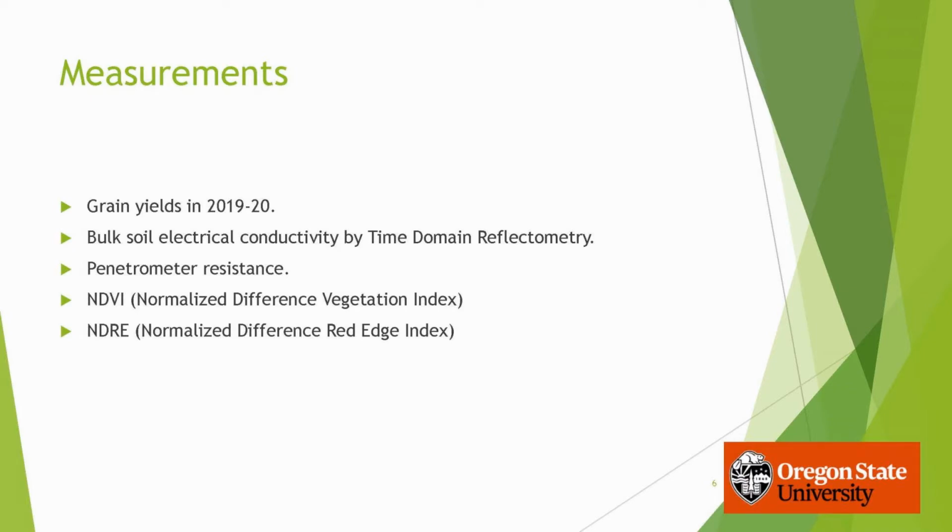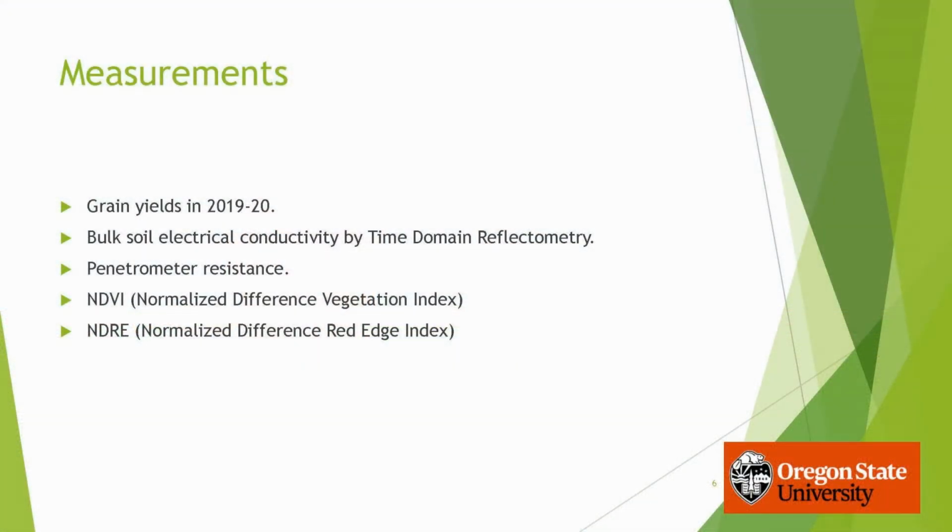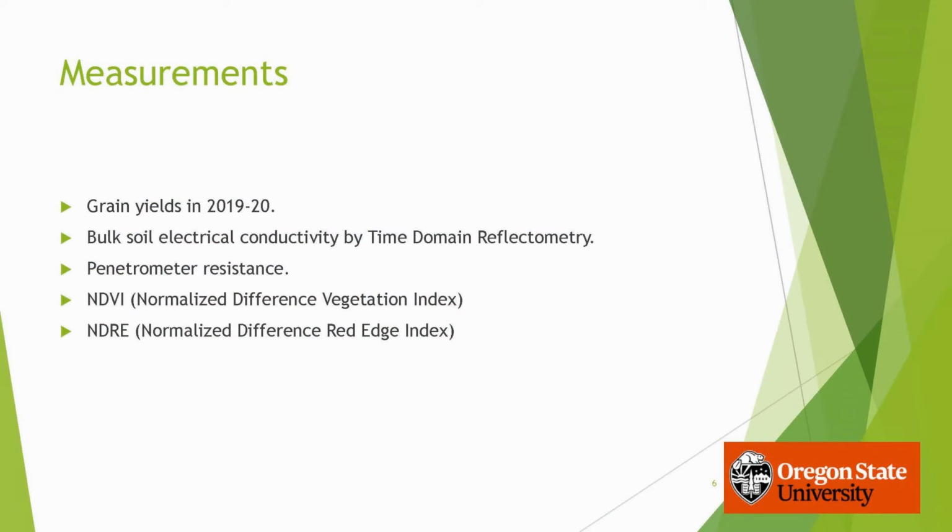We are including the grain yields from the last 2 harvests, 2019 and 2020. And we also have the 2 soil health measures. One is bulk soil electrical conductivity, which was collected using time-domain reflectometry, a TDR probe. We also have penetrometer resistance, and then the two crop health measures are NDVI and NDRE, the normalized difference vegetation index and normalized difference red edge index.